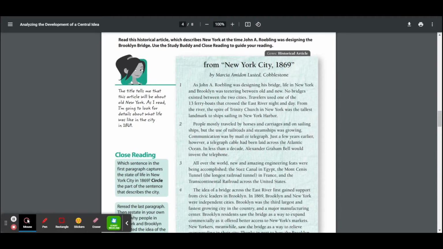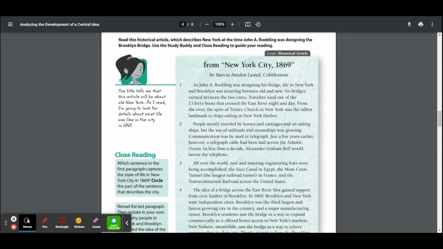Everyone. Today we're going to read an article to figure out what the central idea of it is. Now, the central idea is what the article or the reading is mostly about. One hint that will always help us is going to be the title.